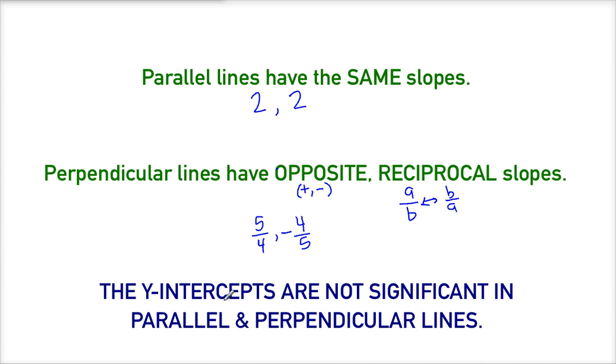Now one thing to keep in mind, the y-intercepts are not significant in parallel and perpendicular lines. In other words, I don't really care what the y-intercepts are when my lines are parallel and perpendicular, because it doesn't matter where they cross the y-axis, they're still going to be parallel somewhere, and they're still going to cross each other when they're perpendicular somewhere. And it doesn't matter where those lines fall on the y-intercept.